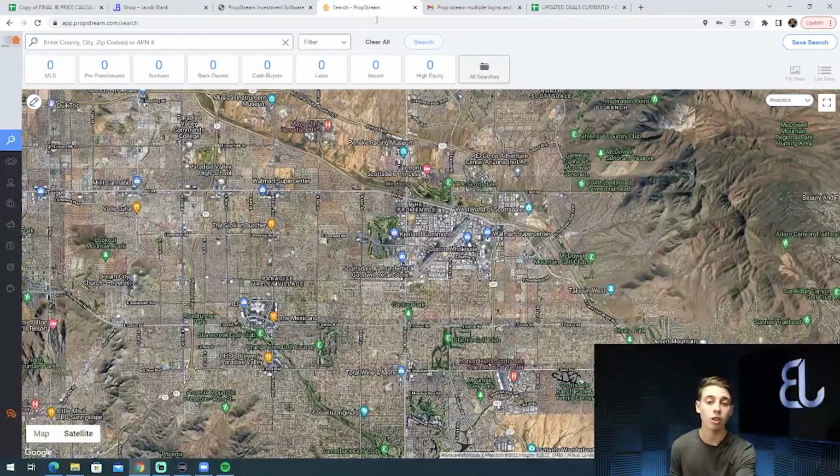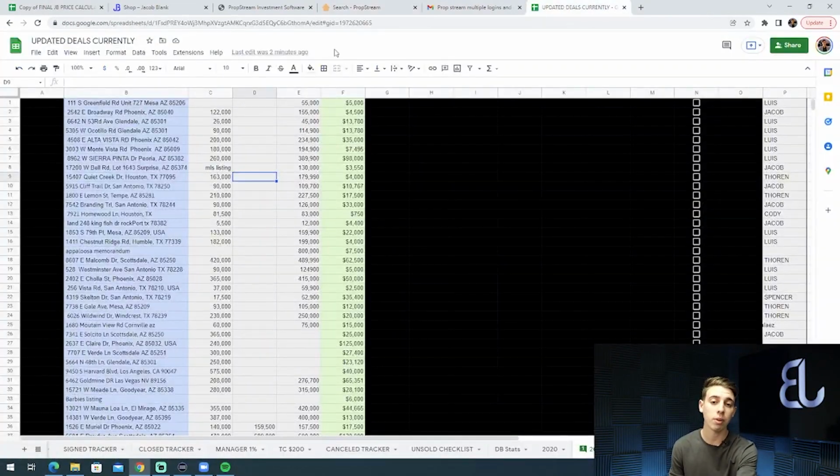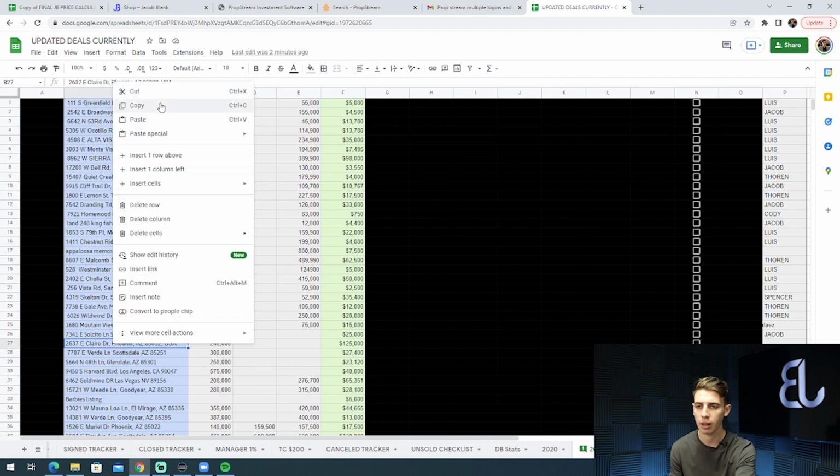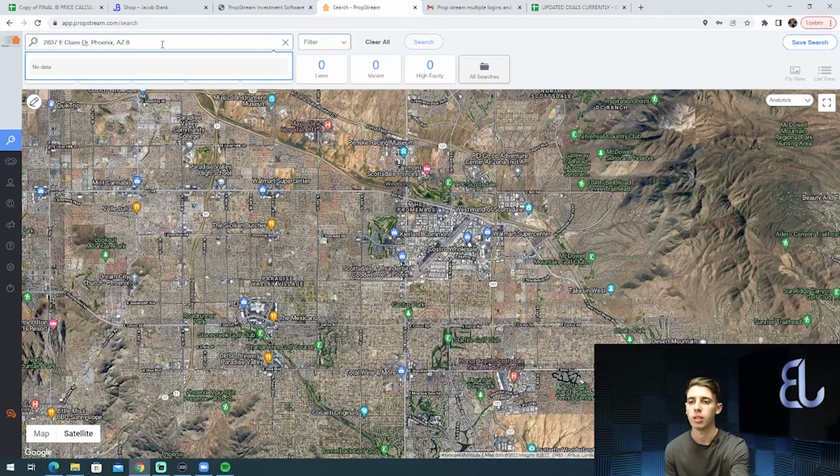Now let's get started. So first I'm going to pull up a property from some of our deals that we did last year for an example. So let's go ahead and do this property right here. All right, we're going to search up the address in PropStream.